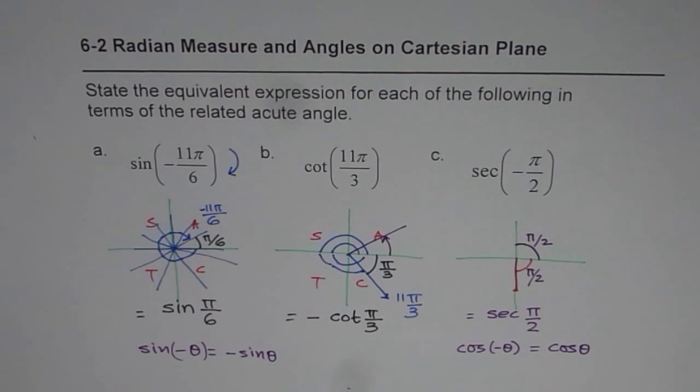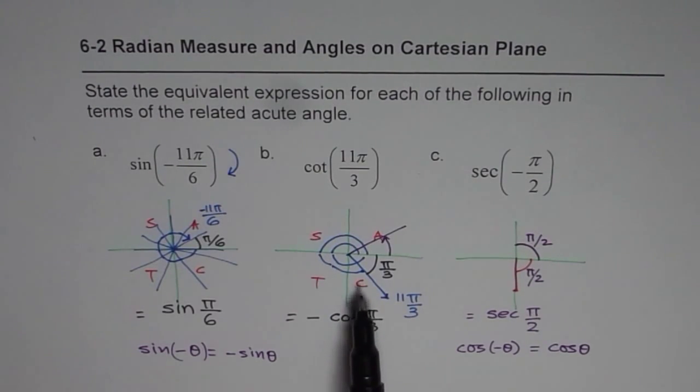But I hope with this you understand how to find the related acute angle. That's the first part. And writing an expression in terms of the related acute angle means incorporating the sign using the CAST rule. So if you follow these two steps, you should be in a position to get the right answer all the time. Thank you and all the best.